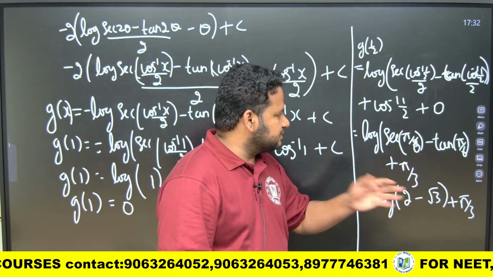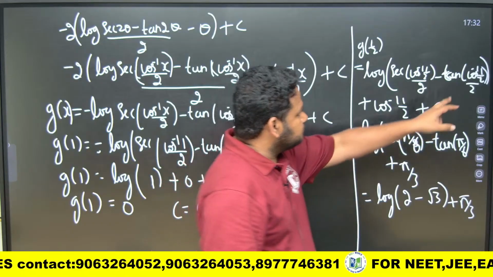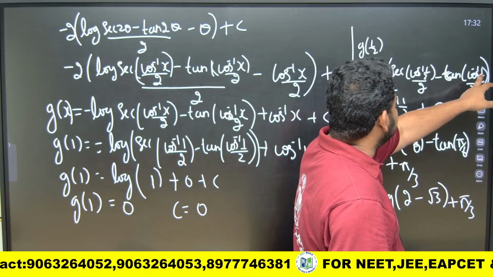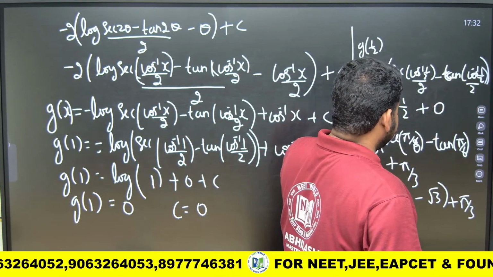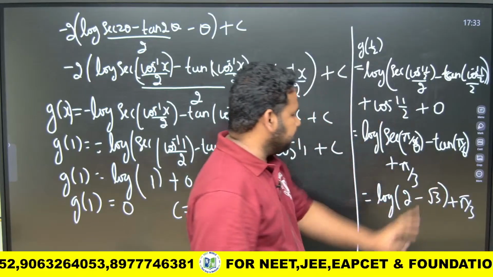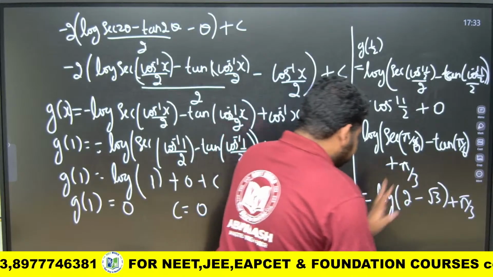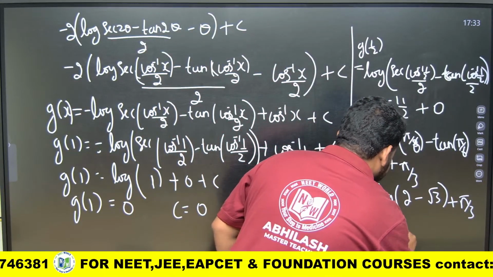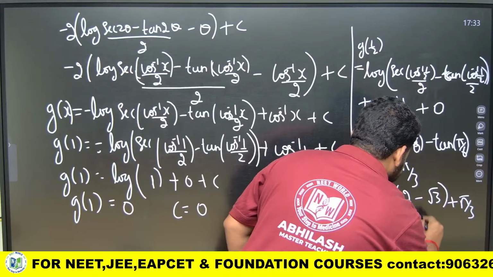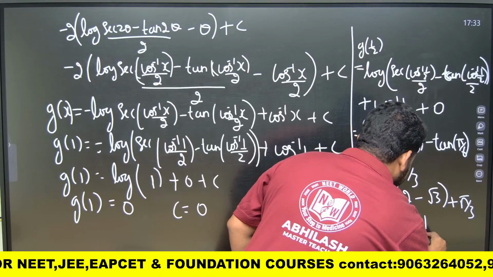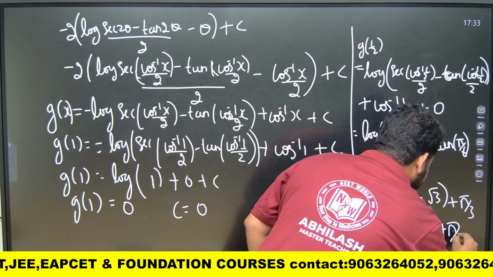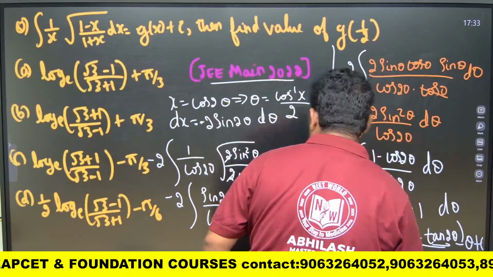On solving this, because cos inverse of 1 by 2 is nothing but pi by 3, we will get 2 minus root 3 plus pi by 3. So on rationalizing or on simplification we will get log of root 3 minus 1 by root 3 plus 1 plus pi by 3. This is the answer that we will get for this question.